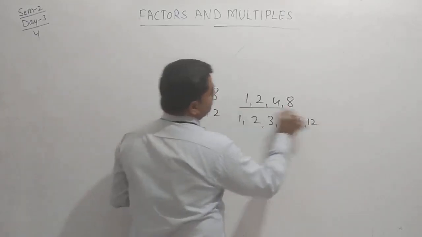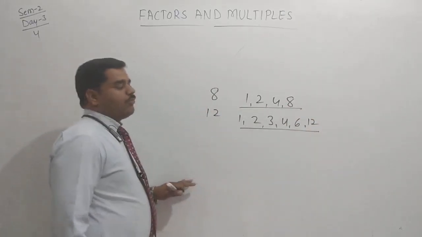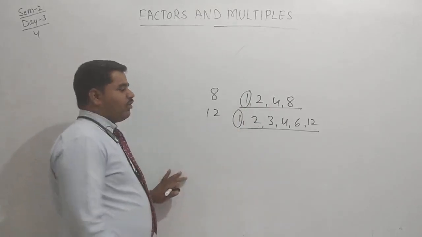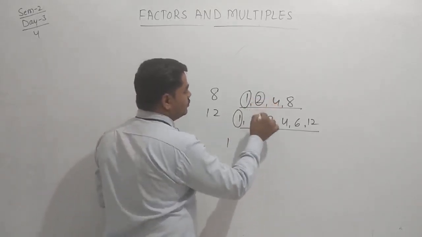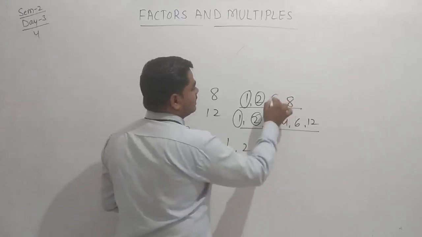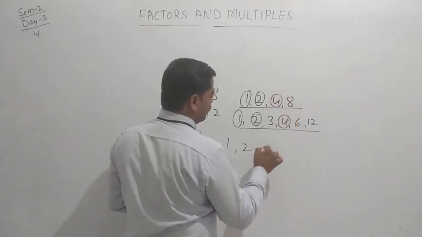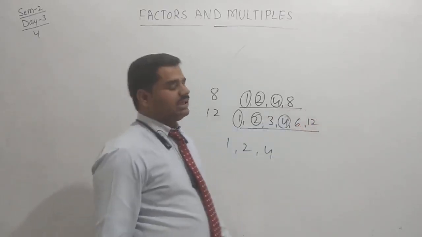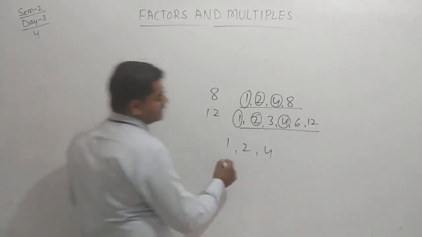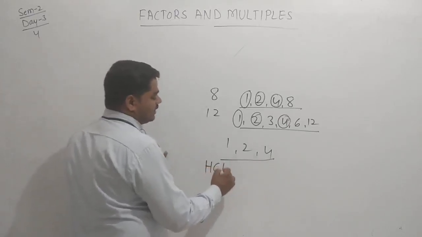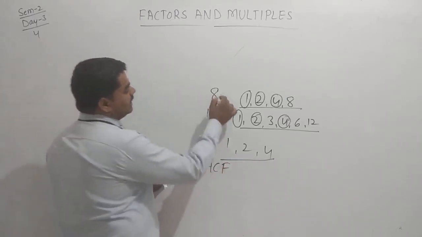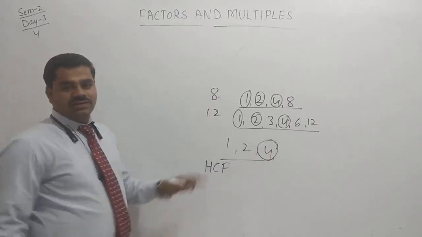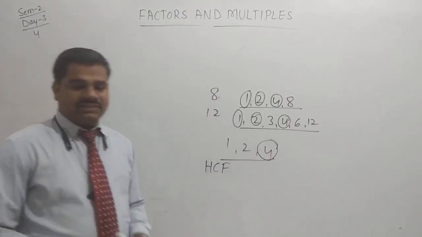Here, see the common factors. How to find the common factors? 1, 1. The common factors are 1 and 2. Here also 2. Yes, 4. Here 4. 8 is not common and 6 is not common. Again, which is the highest? HCF. The highest common factor of 8 and 12 is 4. 4 is the highest one. Yes or no? This we have learnt in the previous standard.